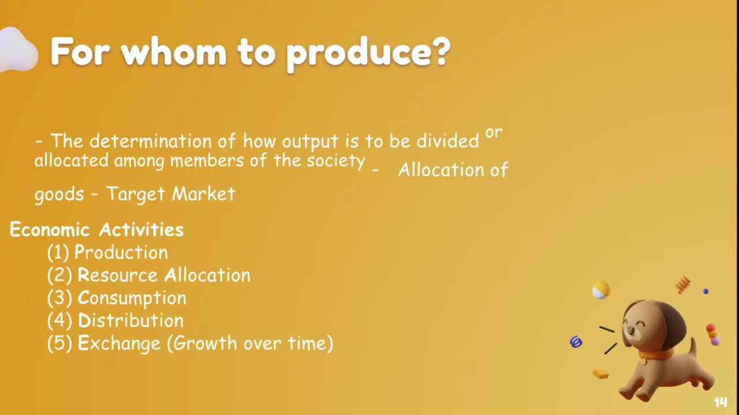For whom to produce? The determination of how output is to be divided, allocated among members of the society. Goods is the target market. We have the 5 types of economic activities. First here is the production. Second, resource allocation. Third, consumption. 4, distribution. 5, exchange, yung growth over time.